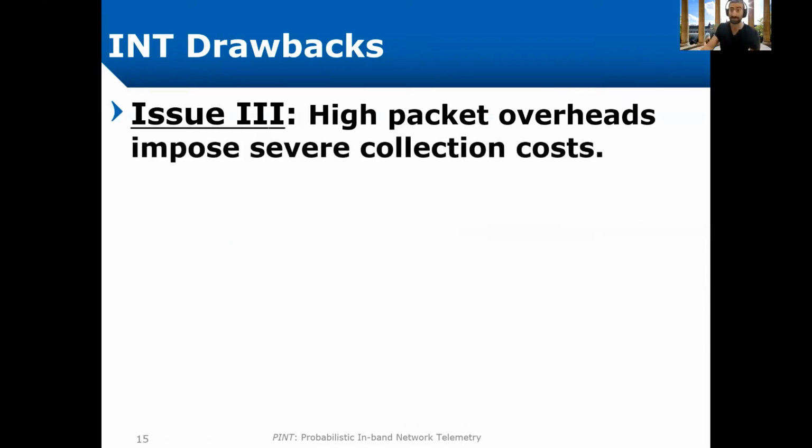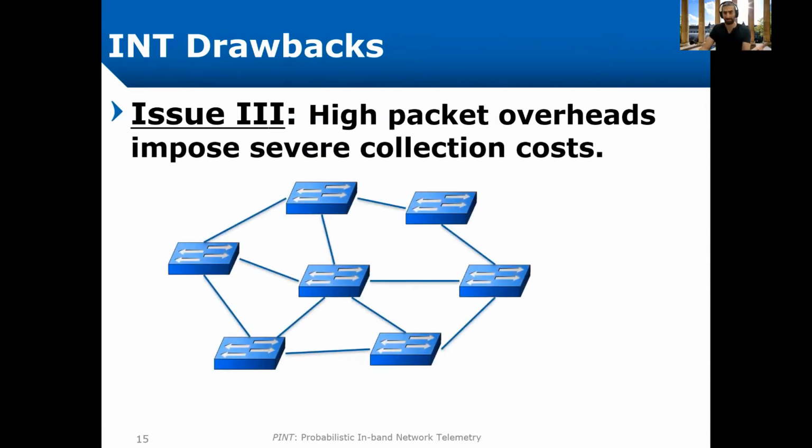Another problem is the collection cost. What I mean by that is, if you think of a network, we have many switches, and a lot of packets going through them, and they all generate information. Then we need to move this information to a centralized location. It's called the collector. And the problem here is that it really is a lot of information, right? And in practice today, people are running INT only on a part of the traffic in the network. And this is just because the collection cost is that high.